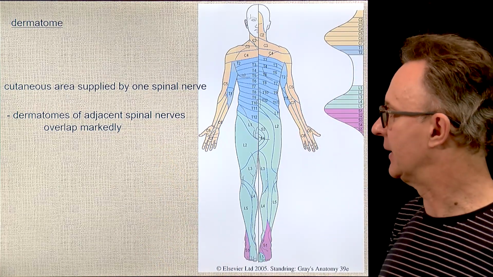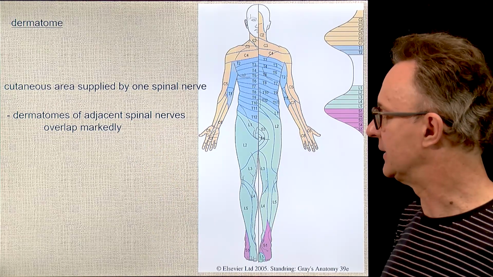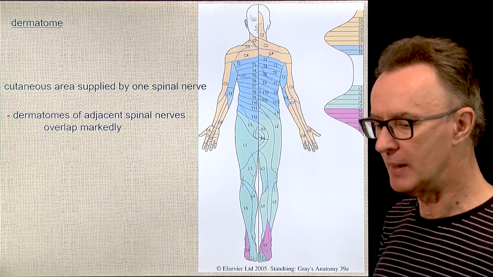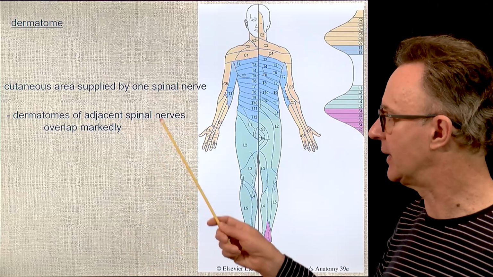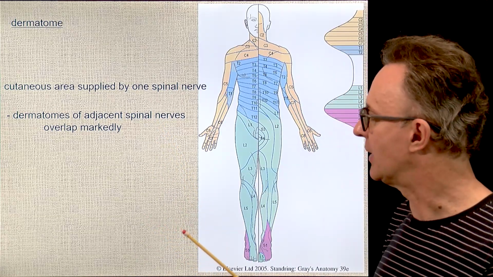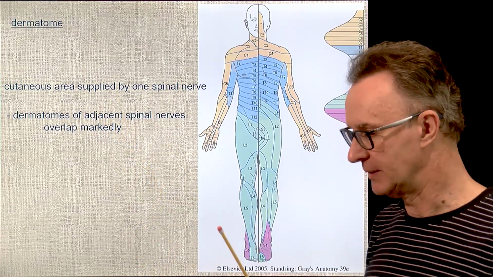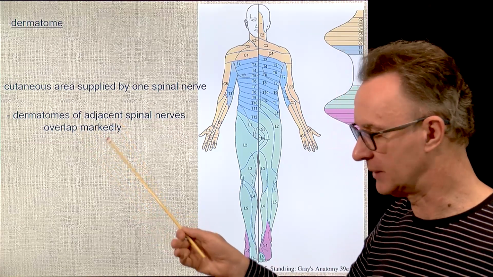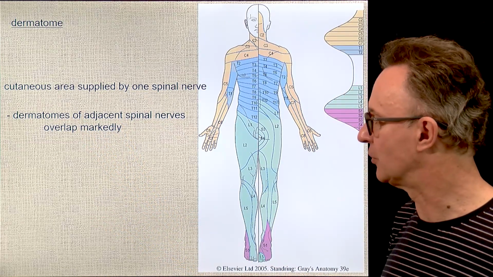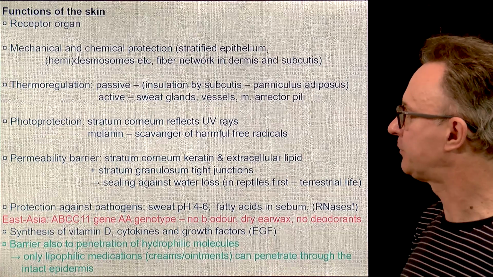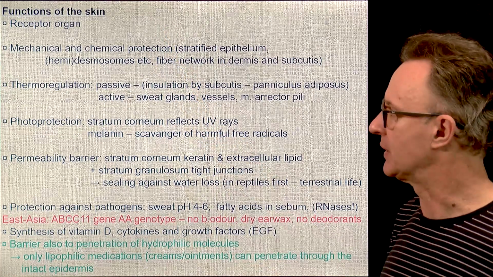We have a significant overlap between the adjacent dermatomes' innervations. That's why it is very rare to have a sensory loss in one dermatome, because it may receive innervation from the adjacent dermatomes as well. The functions of the skin.